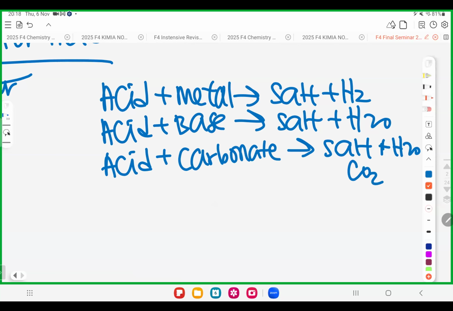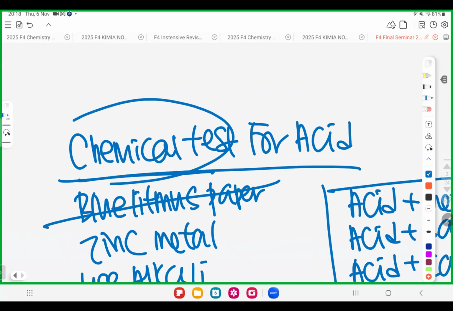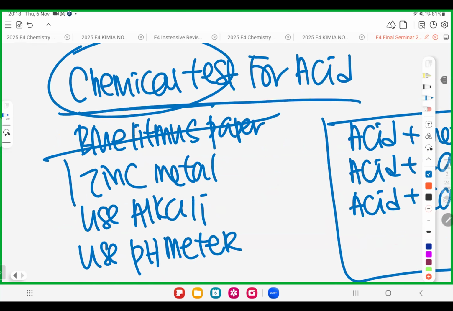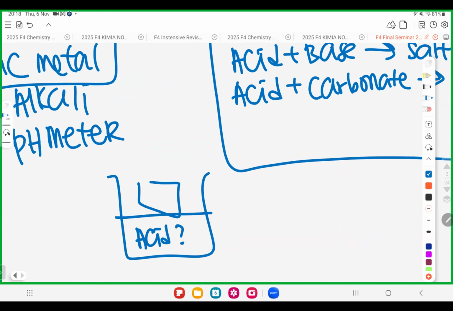So if the question asks about a chemical test, you must use these chemical properties. How do you prove that this substance is acid? Put in a metal, a base, or a carbonate. You want a chemical reaction to take place. That's why it's a chemical test. So if you put zinc metal, can you test for acid? Yes. When I have a liquid that I suspect is acid, I put in a zinc.